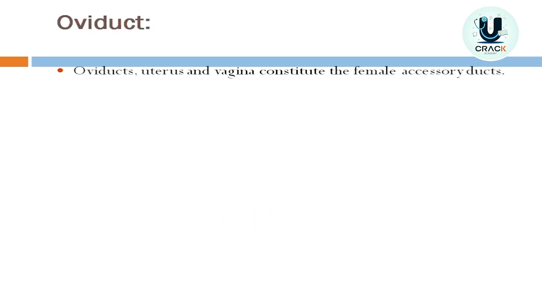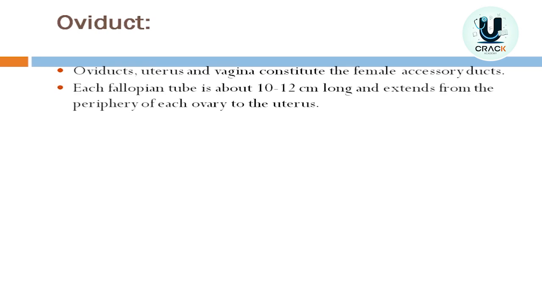Oviduct. Oviduct, uterus and vagina constitute the female accessory ducts. Each fallopian tube is about 10 to 12 centimeters long.